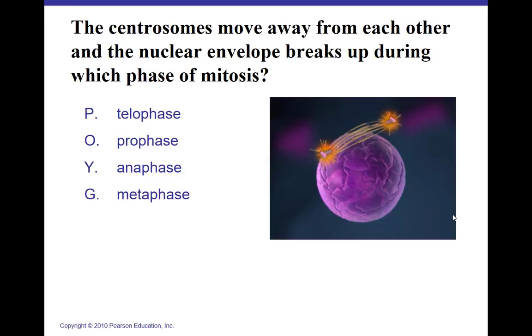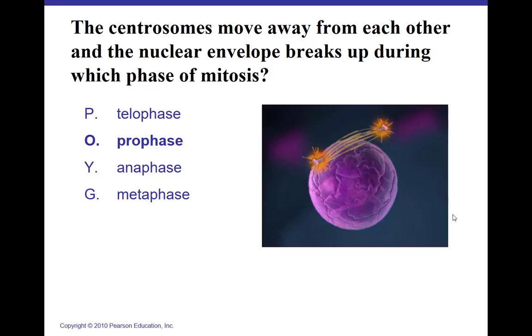The centrosomes move away from each other, and the nuclear envelope breaks up during which phase of mitosis? It is either orange or yellow, but only one of them, because half of you have yellow and half of you have orange. Everyone's like, oh, moving away. But what's moving away? It's orange. The centrosomes, the centrioles, move to opposite sides of the cell. We're not splitting the centromeres, and we're not splitting the chromosomes yet. Just the centrosomes move away, and the nuclear envelope goes away in prophase.